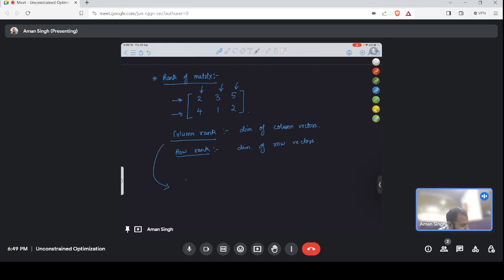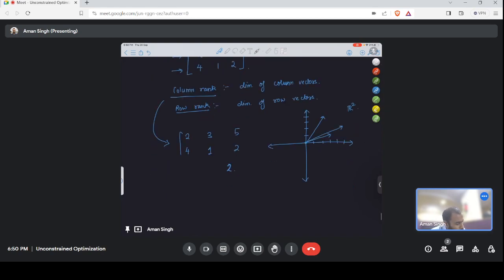So let's see what the dimension of the column vectors is. 2, 4 is some vector like this. 3, 1 is some vector like this. And 5, 2 is some vector like this. It turns out these span R square. Even though they are not linearly independent, they span R square. Their dimension is 2.